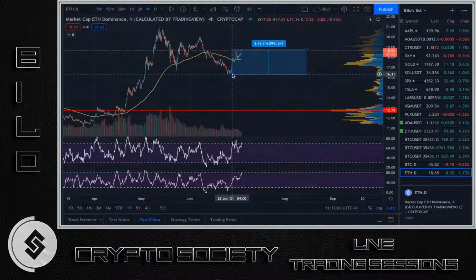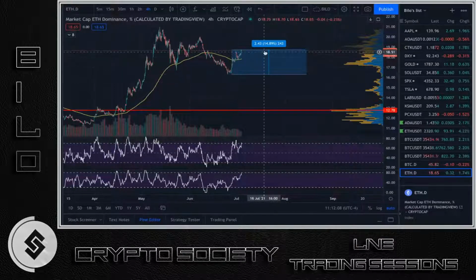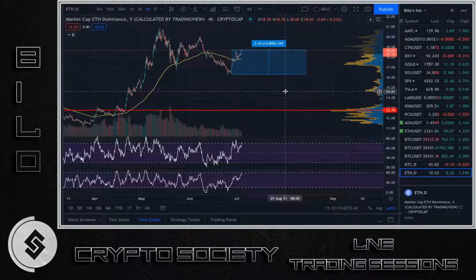Ethereum dominance in the same period rose 15%. I haven't analyzed this further. I haven't tried to make more correlations with it, but I just found it interesting that with Bitcoin dominance dropping only 4%, Ethereum dominance increased by 15%. I don't know. Is it time for Ethereum to decouple?